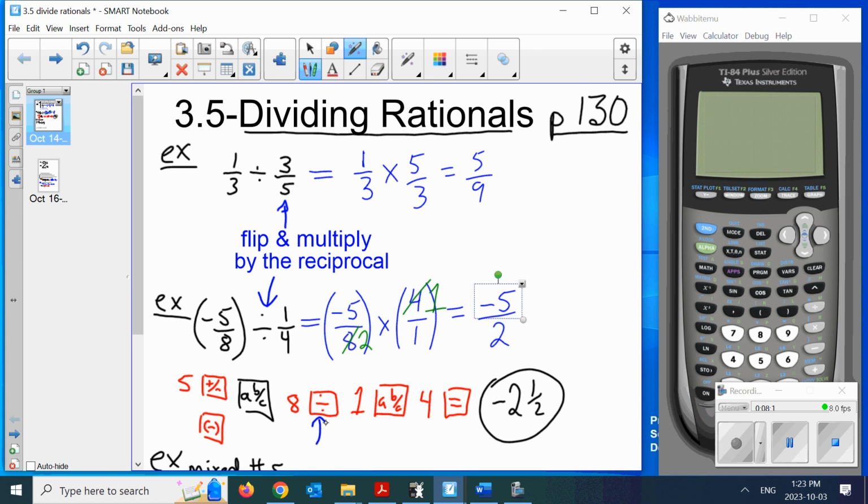Then I'm hitting the division sign, that you're familiar with. Then I'm going to go 1 fraction 4. Do this: 1 fraction 4, and then the equal sign. So I'll go 1, ABC on my calculator, 4. Equals. Then I'm going to compare the answers.